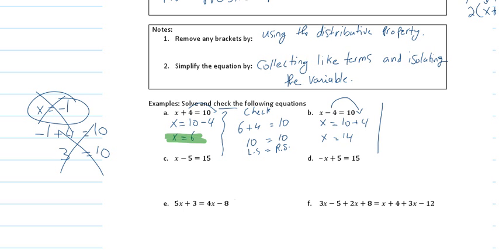Now, how do I check? 14 minus 4. 10. So 14 minus 4 equals 10. 14 minus 4 is 10. 10 equals 10, so my left side is equal to the right side.